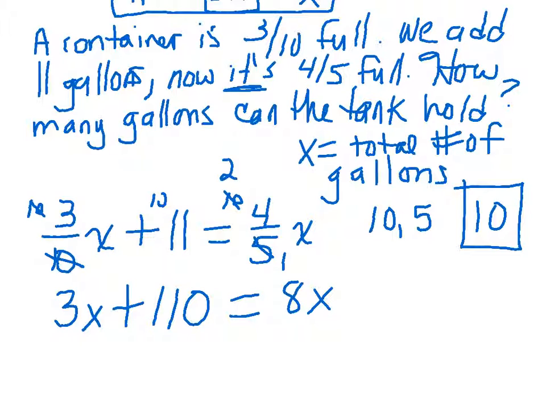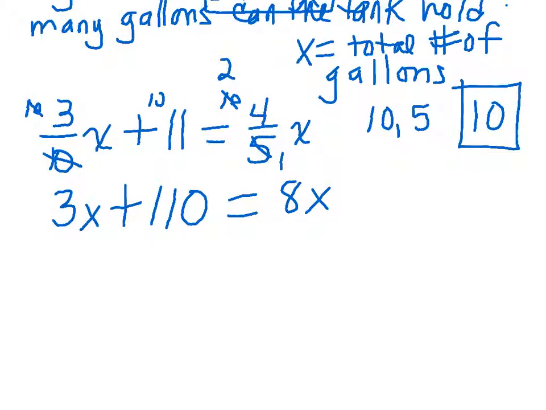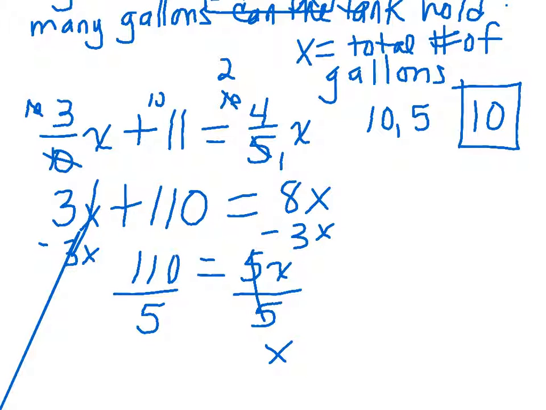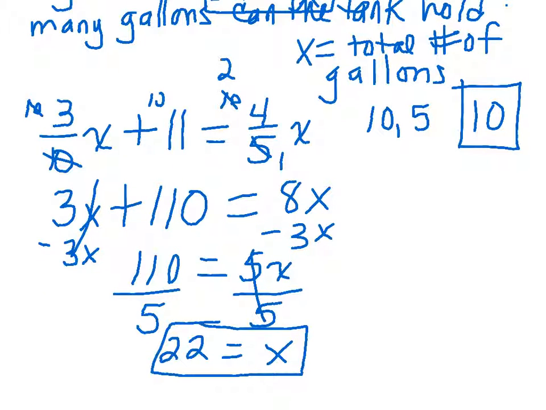Now what you can do is get the x's all on one side. So I'm going to bring that 3x over by subtraction. Those are gone. We have 110 equals 8 take away 3, which is 5x. And now to solve for x, we need to divide both sides by 5. Those cancel out, and now we have x equals 22. So this container will hold 22 gallons.